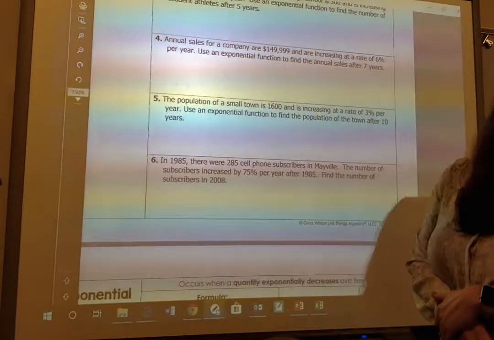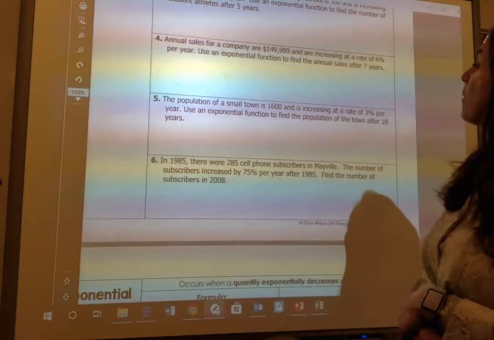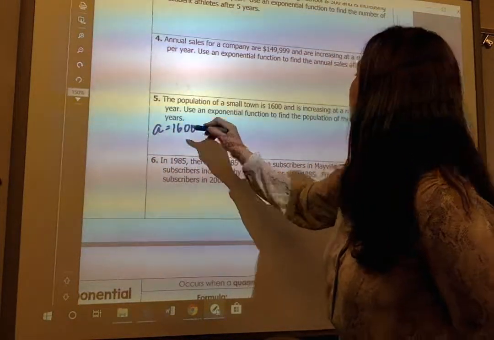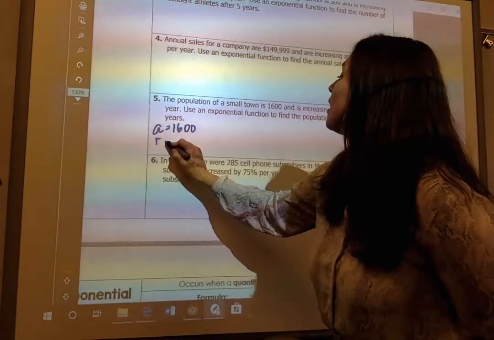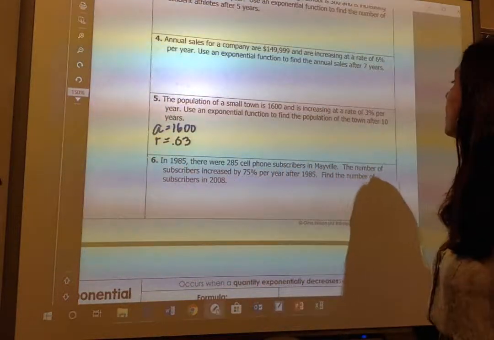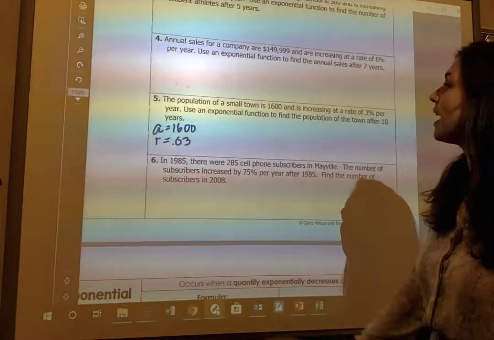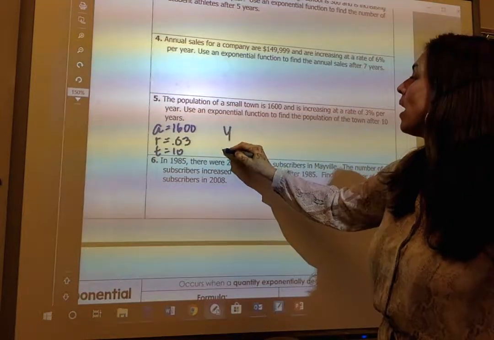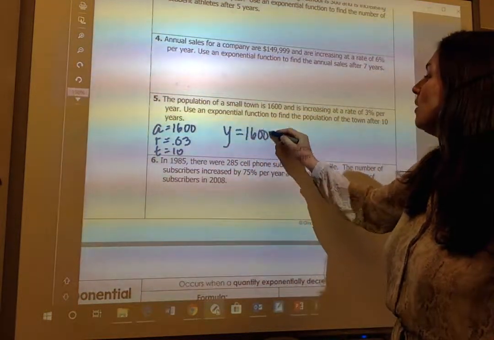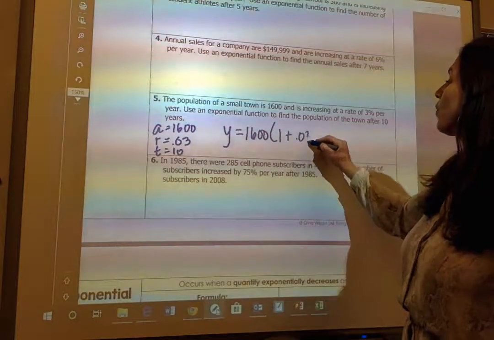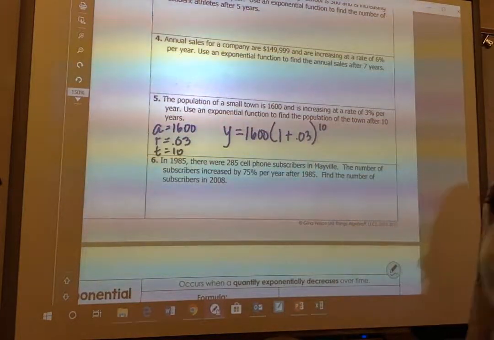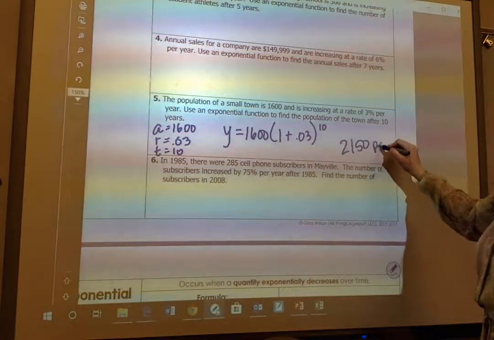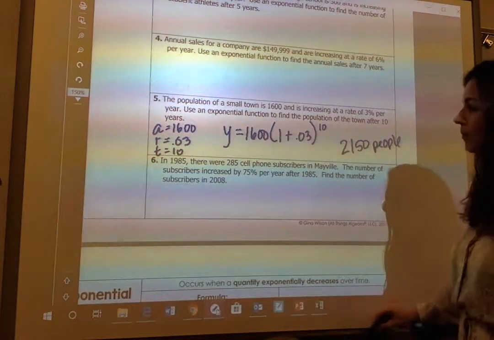So if you look at number 5, population of a small town is 1,600, so my initial amount is 1,600. It's increasing at a rate of 3%, so 0.03, and we want to find the population of the town after 10 years, so my time is 10. So I get Y equals 1,600, 1 plus 0.03 raised to the 10th power. And when I do that in my calculator, I'm going to get 2,150 people. Okay?